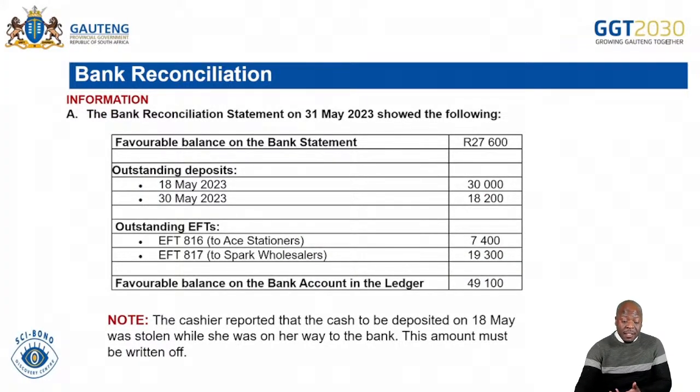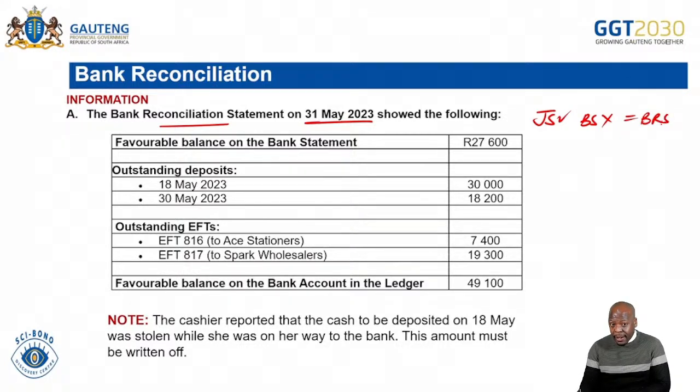Okay, let's see more information. So this is the previous month's bank reconciliation statement. Okay, so we are given the previous month, that is the BRS for May 2023. It is very important that you understand why these transactions are in the BRS. It is because they were in the journals but could not reflect on the bank statement. Hence, we entered them in the BRS.